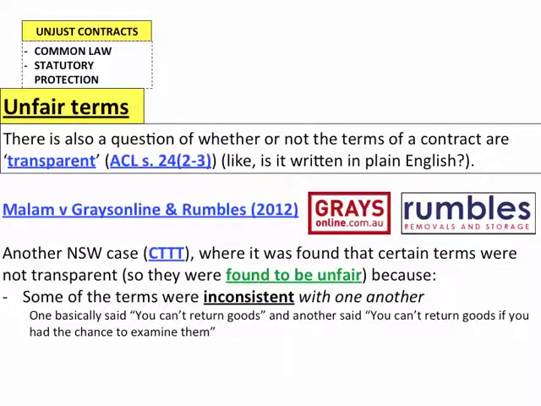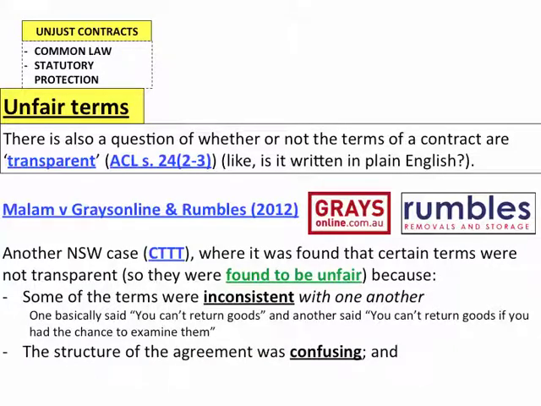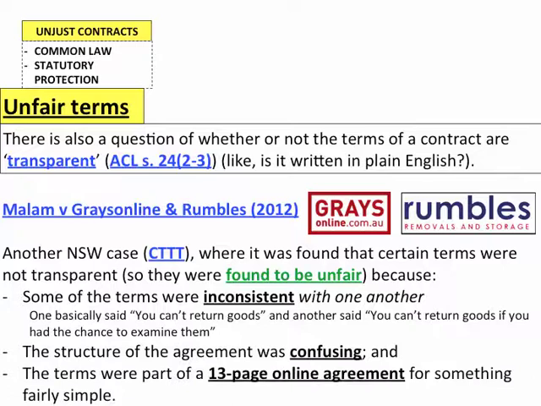Now, those things are inconsistent because you can't say you can never do it, but you can't do it in this certain situation, right? Because those two things are inconsistent. The second one implies that if you didn't have a chance to examine them, then you can return them, right? So that was an unfair contract term. The structure of the agreement was also confusing, and so was the length of the agreement for something fairly straightforward. The judge said, look, this is a 13-page online agreement for something that's fairly simple, and it shouldn't be so complex. Right? Now, when we talk about these cases, you need to be very careful.